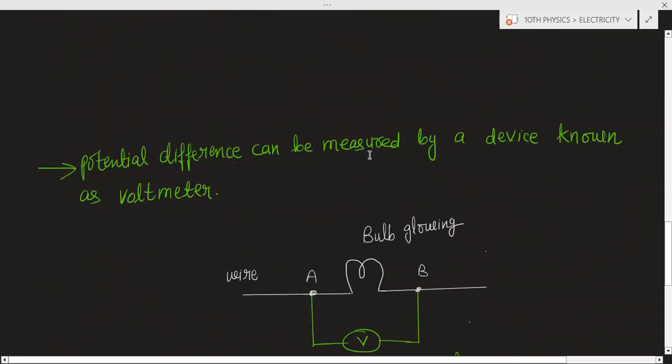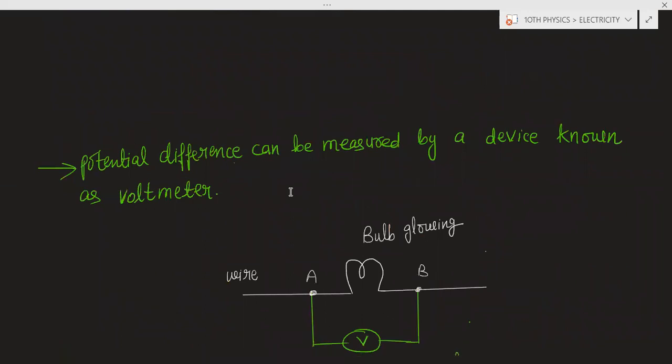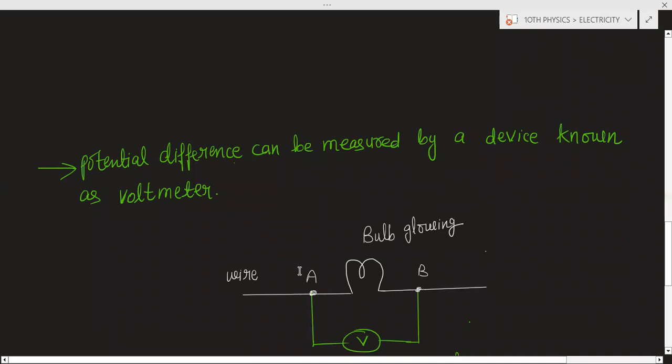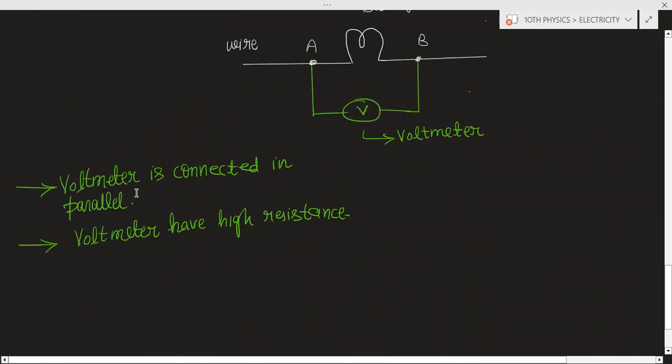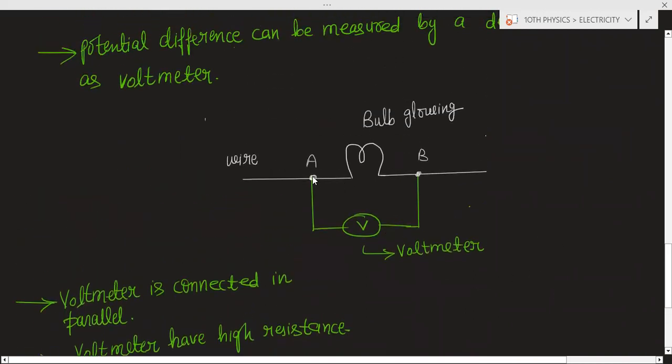For example, for measuring length or height, there is a requirement of some type of scale. In the same way, to measure the potential difference, there is a requirement of a device, that is the voltmeter. The voltmeter is used to measure the potential difference. And remember, the voltmeter is always connected in parallel, and a voltmeter has high resistance.